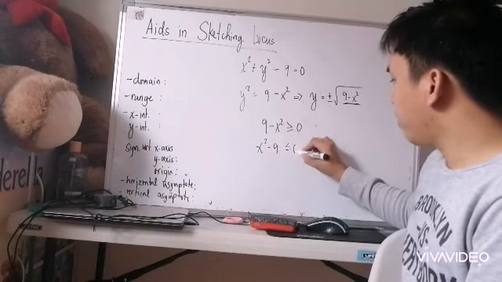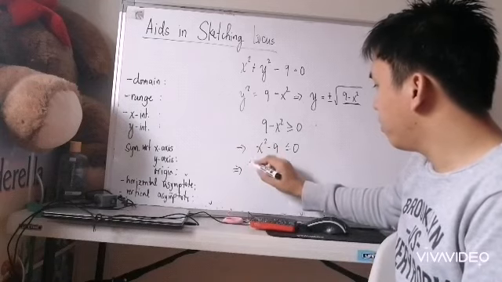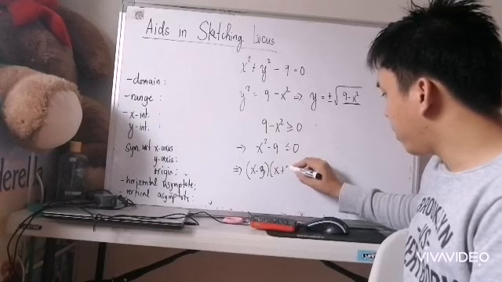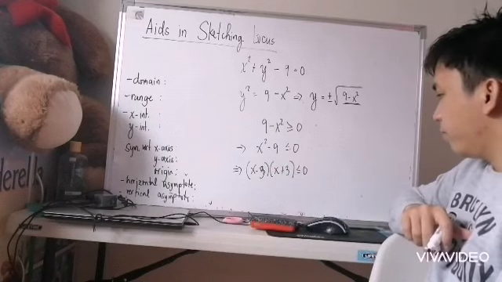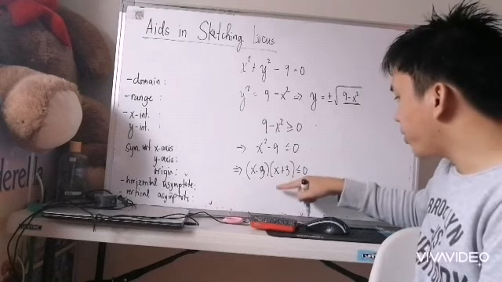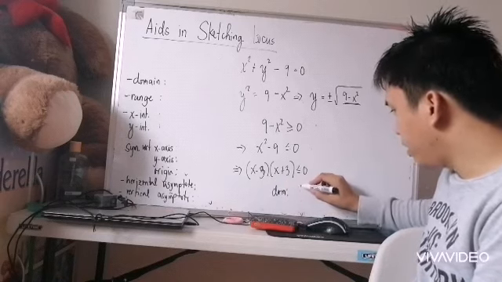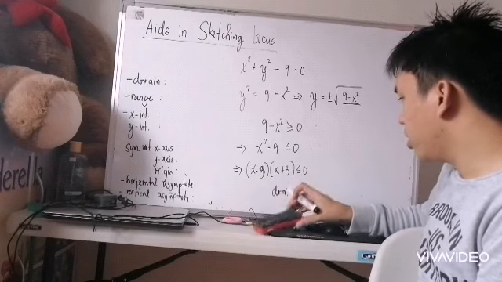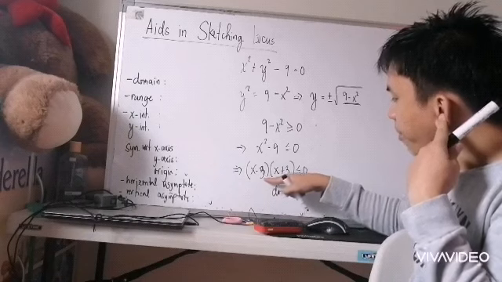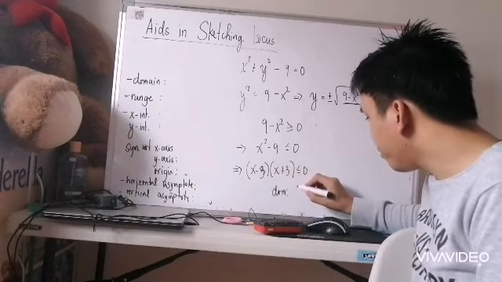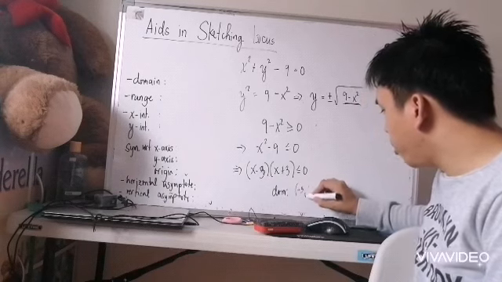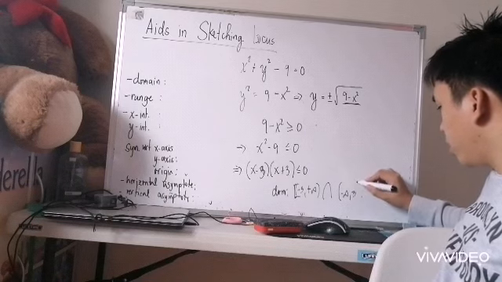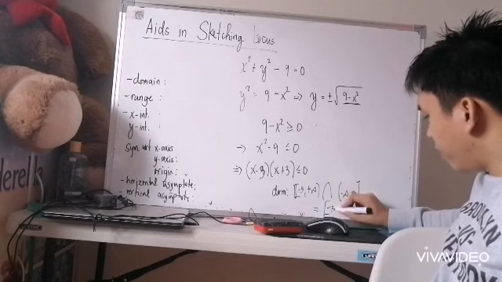Or you can have x squared minus 9 is less than or equal to 0, which implies x minus 3 and x plus 3 is less than or equal to 0. So this is actually an intersection. This is either positive or negative, and positive. So you'll have negative 3 to positive infinity inclusive, intersection negative infinity to 3, which implies the interval is negative 3 to 3.